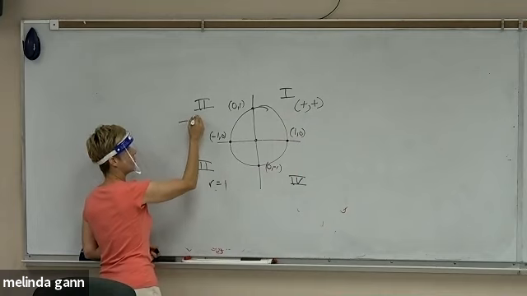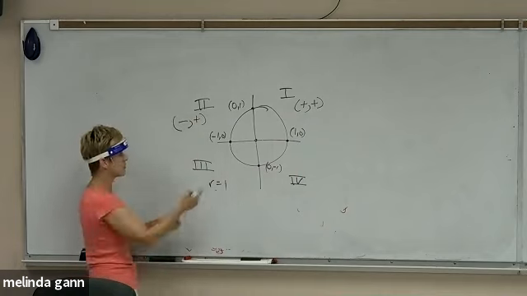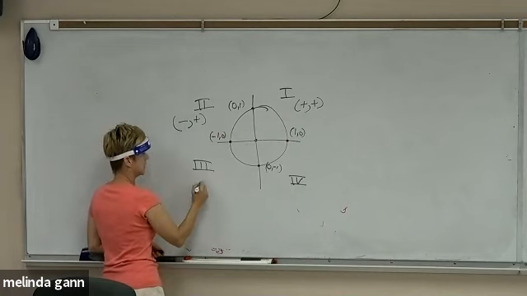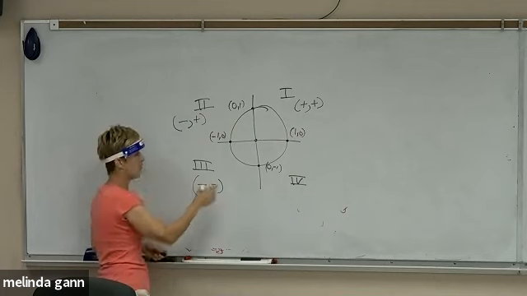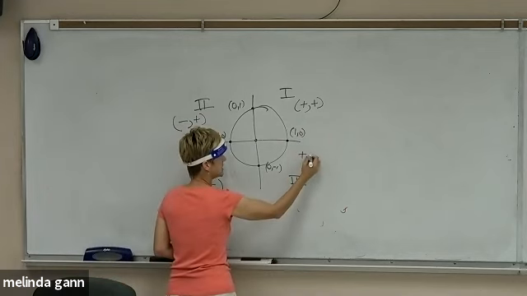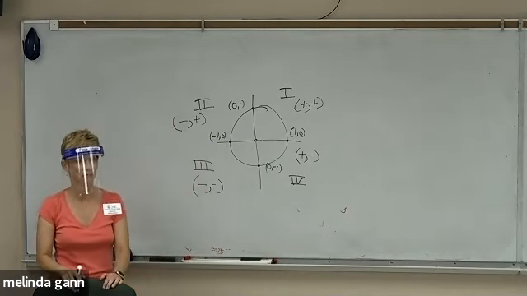If I want to get in quadrant 2, I don't go right, I go what? Left, and then I go what? Up. If I want to get in quadrant 3, I go what? Left, and then what? Down. And to get in quadrant 4, I go what? Right, and then what? See, again, I don't memorize, I just use common sense.